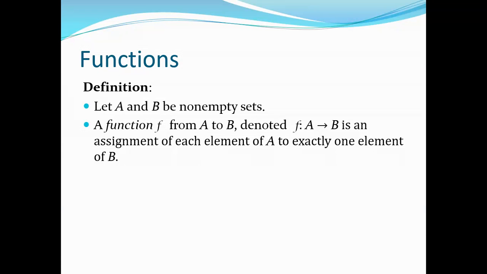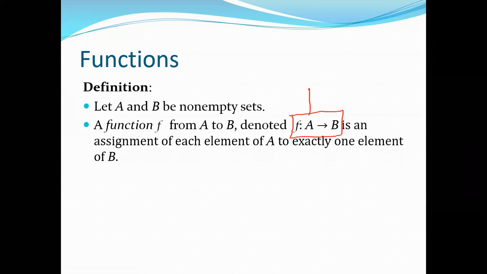A function f from A to B, and the notation for it is this right here, okay? So f, and you put a colon, A arrow B. That means that the input always comes from A, so this set A is the set of inputs, and the output of the function resides here in B. These are the potential outputs over here, okay? A function is an assignment of each element of A to exactly one element of B. And this is the key, exactly one element of B, okay?